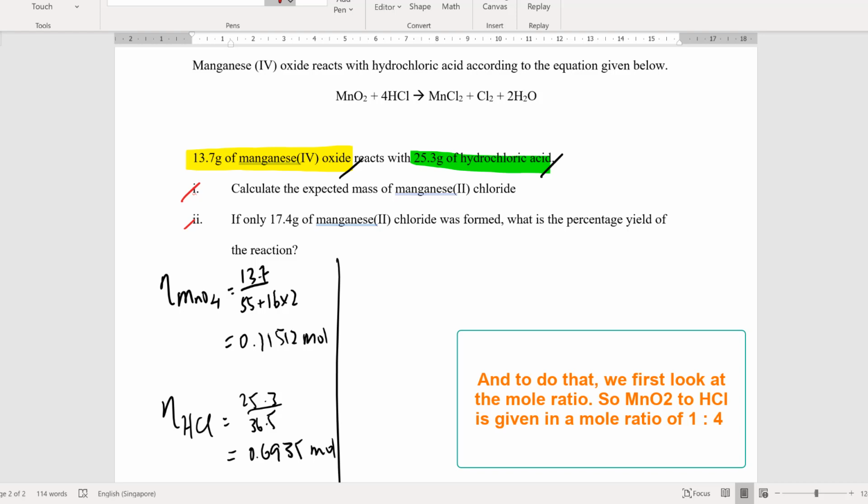Now the next thing you want to do is identify which is excess and which is limiting. To do that, we first look at the mole ratio. MnO2 to hydrochloric acid is given in the mole ratio of 1:4.